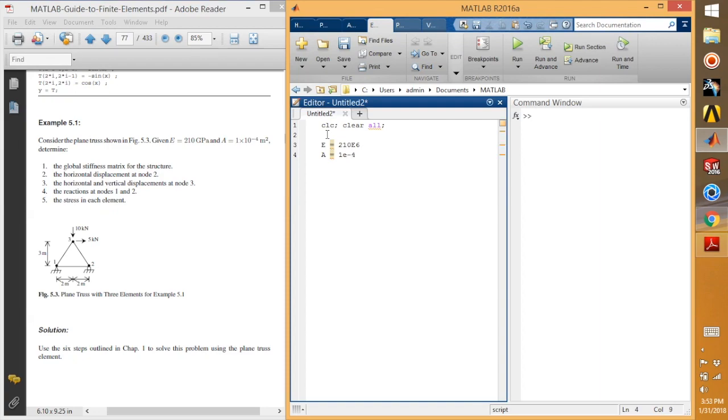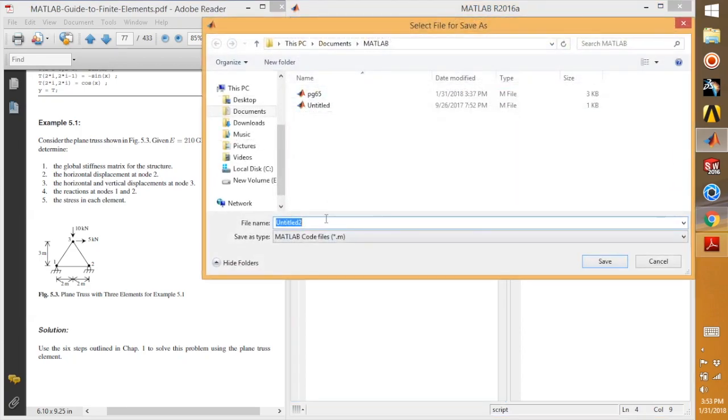So I'm quickly going to run this thing. Let's run this. So just name it example 5.1, save. So as you can see, I'm getting the results.